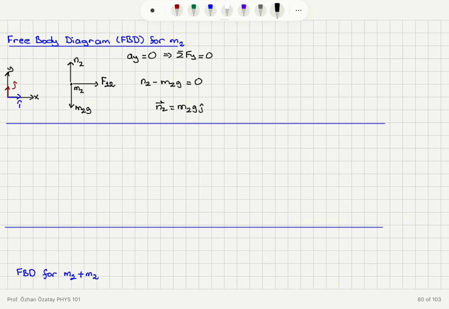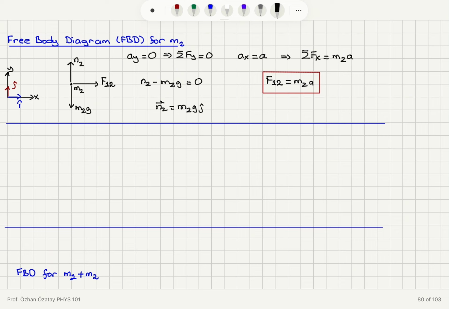Now what about the x component of the acceleration? It's moving with the acceleration a, therefore the net force acting on the x-axis must be equal to m2a due to Newton's second law. There is only one force. Force exerted by 1 on 2 is equal to m2a. So let's also keep this result in mind.